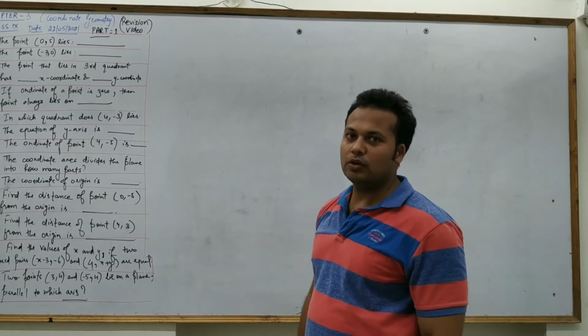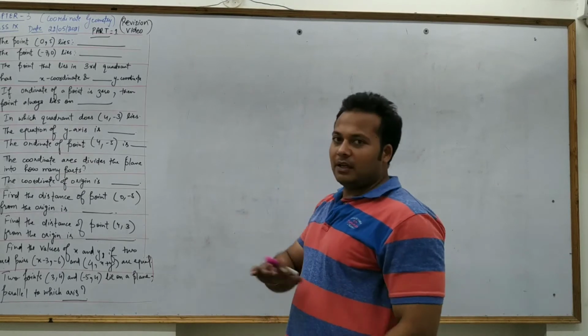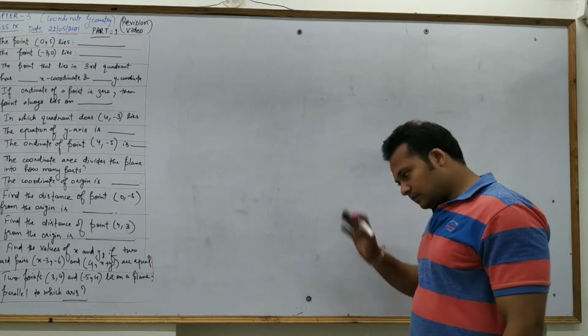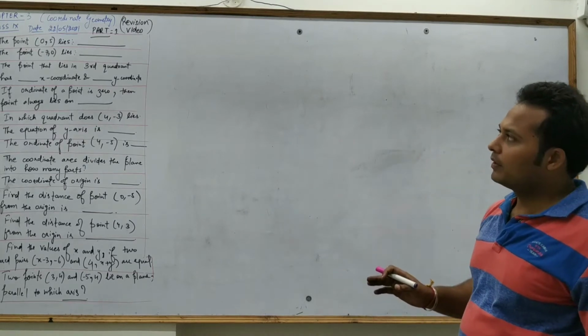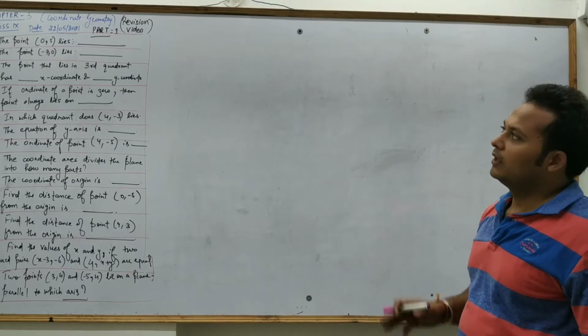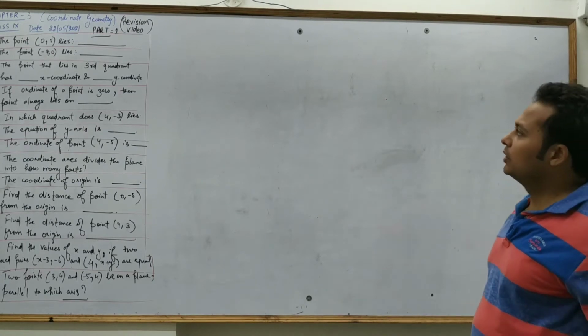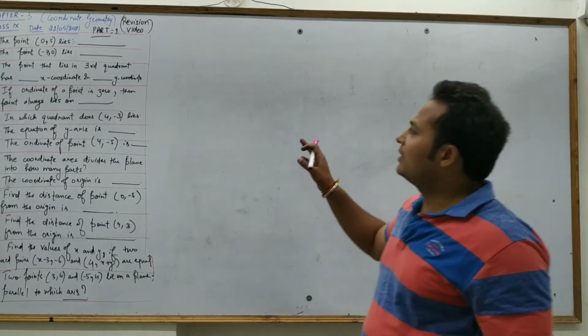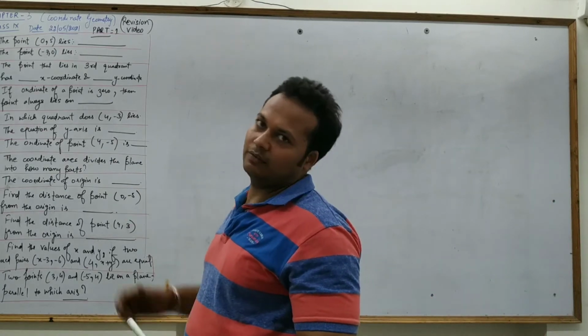Chapter 3 of our NCERT book, Coordinate Geometry. Beta, it's a revision video. Hopefully you have all done this chapter at home and understood its concepts. Now I will teach you some of the questions of this chapter, and before that I will summarize some of the important key points of this chapter.